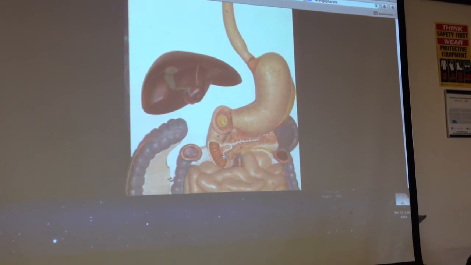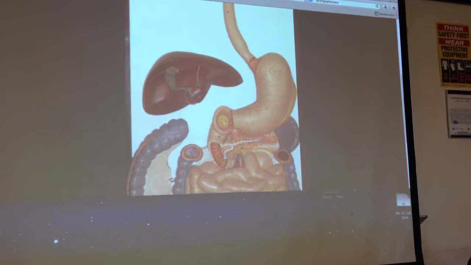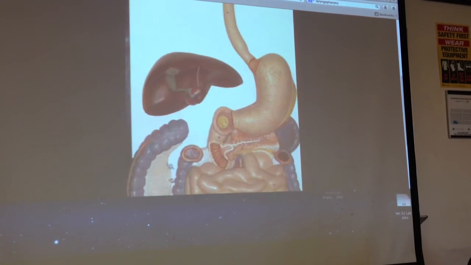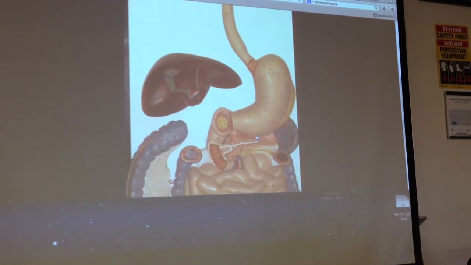Did you have a question, Joel? That can only be seen once the transverse colon is taken off, right? On this one, yeah. So if you actually have the transverse colon on the model, I think it covers the pancreas. Okay. Yeah, I think you're right.